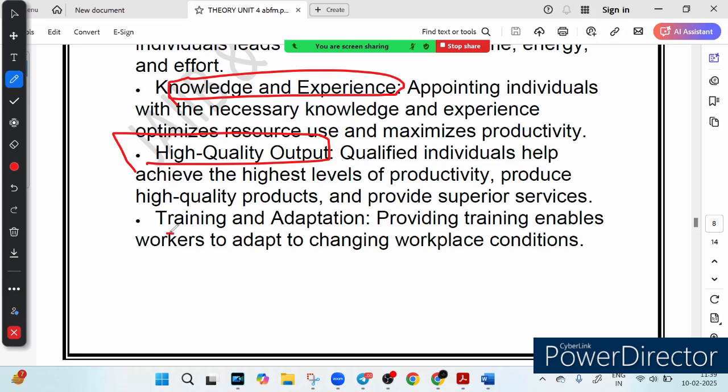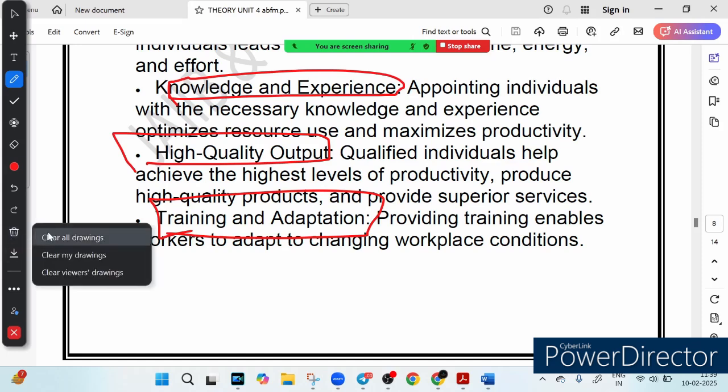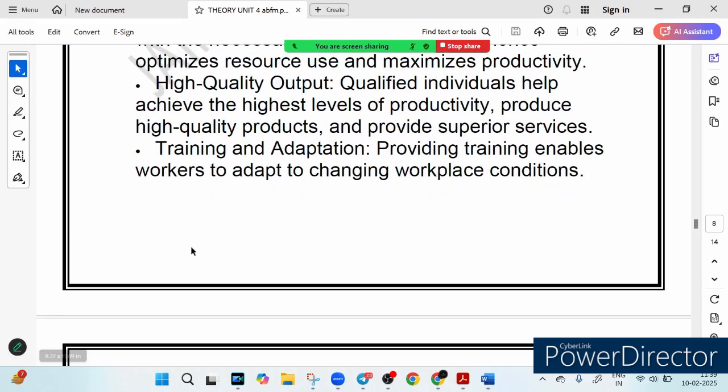And then we have something called training and adaptation. So training helps employees keep up with the changes. Just like you need to learn new exam strategy for CAIIB, workers need to adapt to new technology and processes. That is called training and adaptation. You need to adapt to, right? So this is also included.